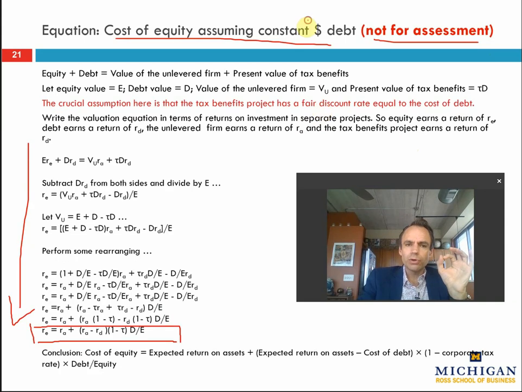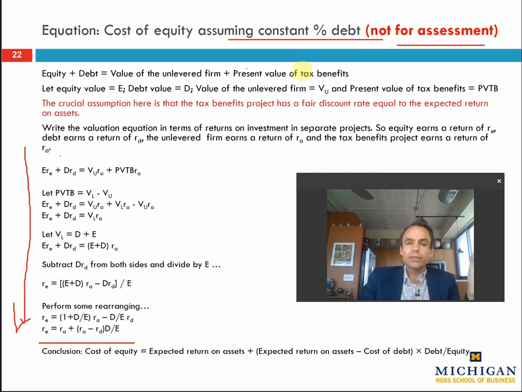If we assume constant dollar amounts of debt, the crucial assumption here is that the tax benefits project had a discount rate equal to the cost of debt itself. And that equation flowed through everywhere to end up with the result for the cost of equity that we saw. Under the constant percentage of debt assumption, the crucial assumption flowing through to the cost of equity is that the tax benefits project has a fair discount rate equal to the expected return on assets. And if you make that assumption, algebraically it flows through to the equation that you see at the bottom of the slide. That's what makes the difference.